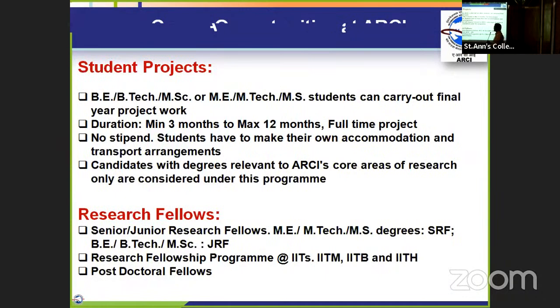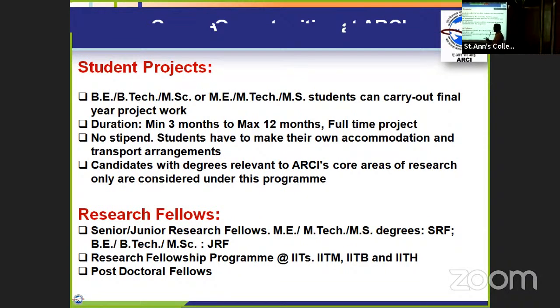Then student projects we conduct. If you are in MSc or BSc, and some colleges have a final year project, 3 months to 12 months projects we can offer to MTech, MSc or ME students. So you can apply for this also. You can approach any scientist or any area. You should go through our website and see if any scientist's area of research is of interest to you.